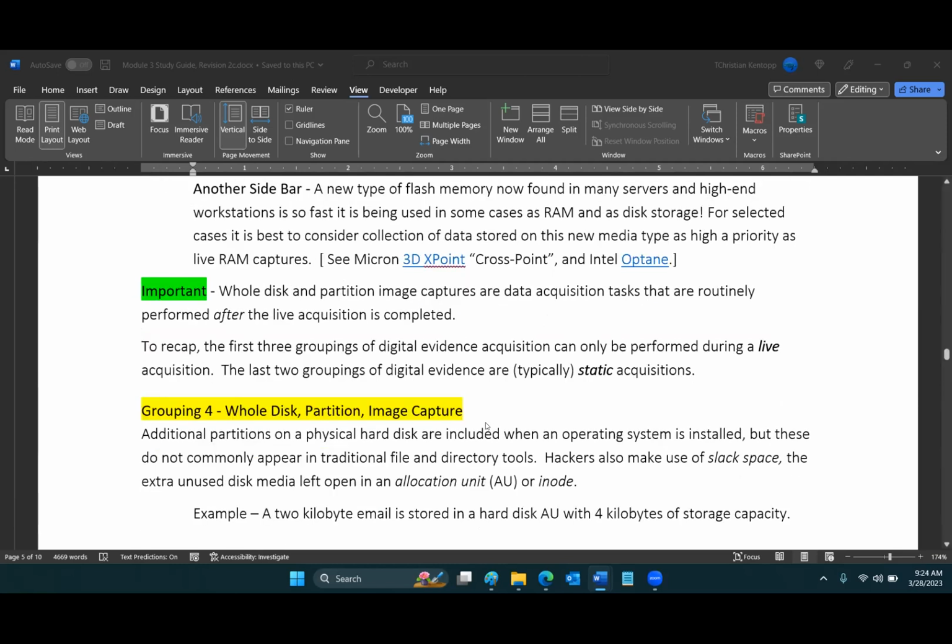So groups 1 through 3 are live, groups 4 and 5 are static, generically speaking. Now, does that mean you can't perform an image capture of a whole disk on a live system? You can. If you have the right kind of scenario, if you're working on a Linux system and there's the DD command available, you can capture live the contents of a disk on a live system. So I don't want you to think in terms of absolutes here. Whole disk partition or image captures can happen in a live scenario.